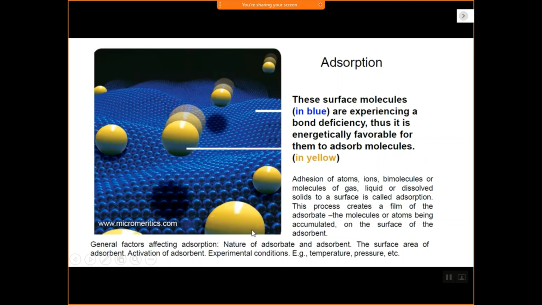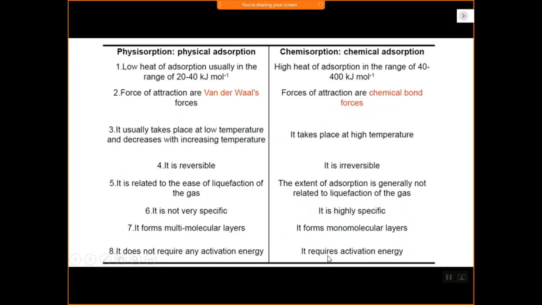And so there's a lot of factors that go into this as to how well your adsorbate will bind. And so it depends on the surface area, which we're going to talk about how you can derive or how you can figure that out. The activation, experimental conditions, especially the temperature and the pressure.